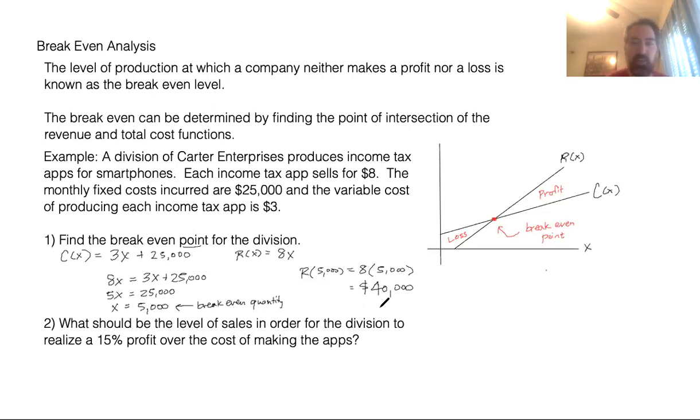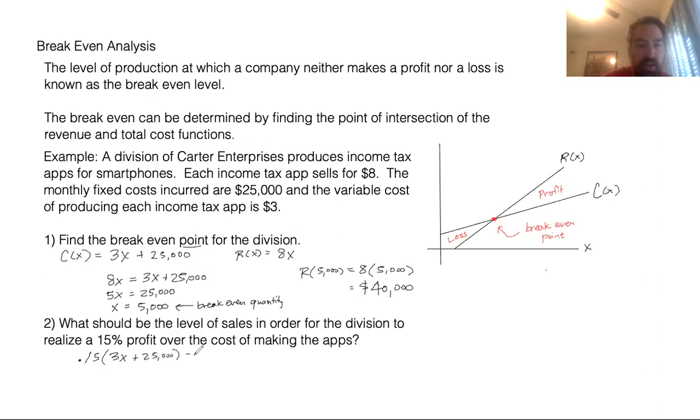Okay. Now I do want to have a profit, so that's question number 2. What should the level of sales be in order for the division to realize a 15% profit over the cost of making apps? Right. So I want my profit to be 15% over the cost. In other words, I want 15% over the cost function, 3x plus $25,000.